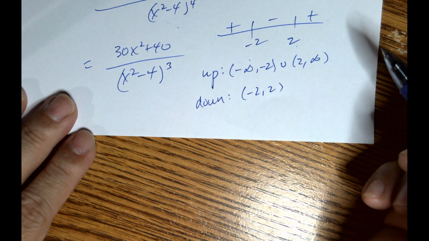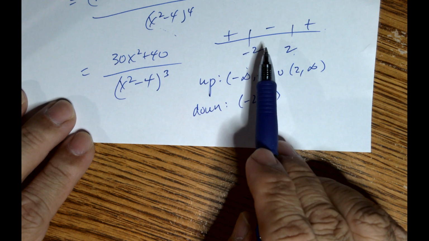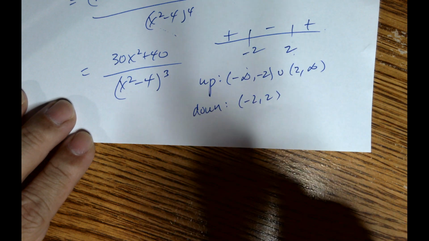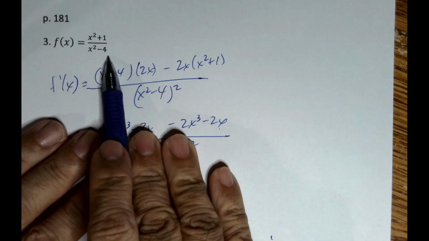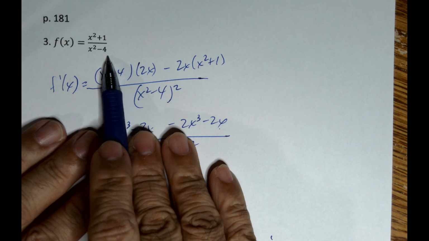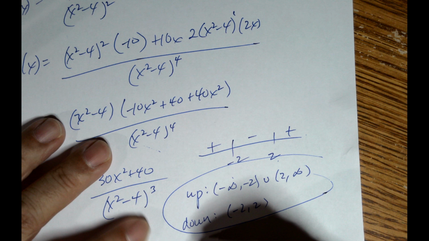Does this have a point of inflection? You might think, well, it does change concavity at negative 2 and positive 2. But it does not have a point of inflection because negative 2 and positive 2 are not part of the original domain. Okay, so that's it. This is all we have. There are no points of inflection.